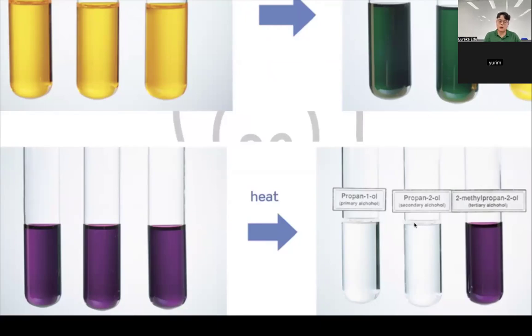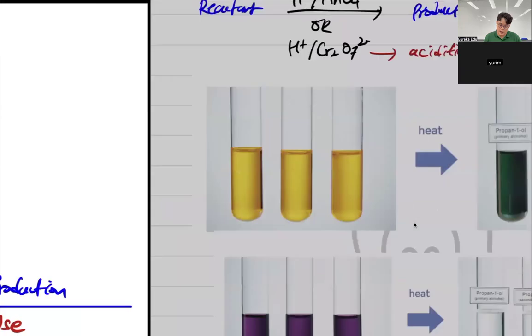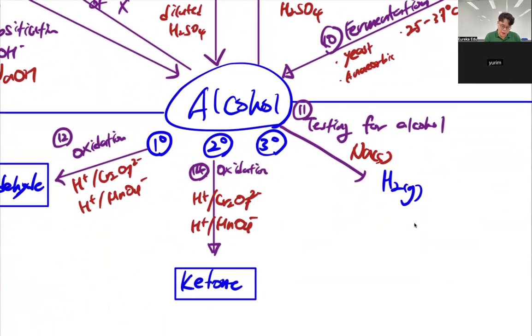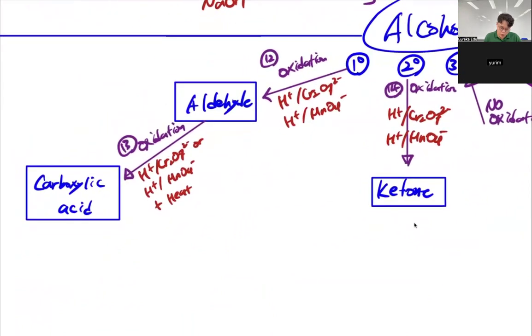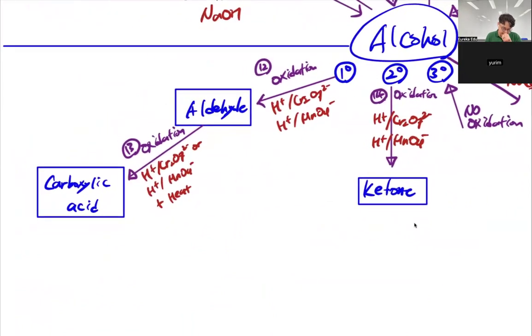However, for the tertiary alcohol, there will be no color change, purple to purple, simply because no oxidation reaction happens. So that's why we can write on the tertiary alcohol part over here that there's no oxidation for the tertiary alcohol. Does it make sense? Makes sense.